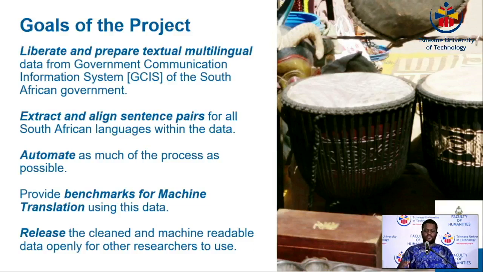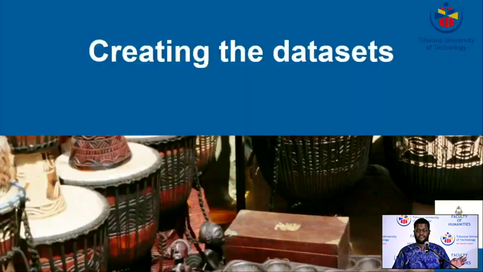So what was the project trying to do? We want to liberate, and that's an instructive word, liberate and prepare external multilingual data from the Government Communication and Information System, GCIS. We want to extract aligned sentence pairs, I'll show you shortly, automate as much of this process as possible, and then create benchmarks, especially for machine translation. And then we release this data publicly for anybody to use.